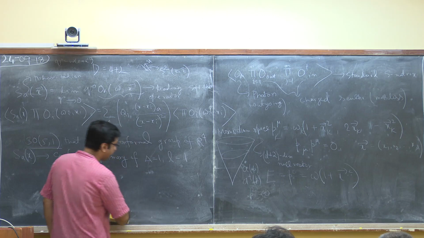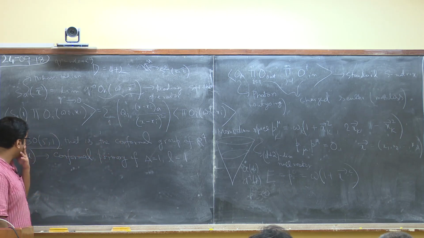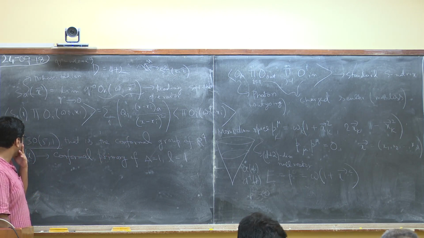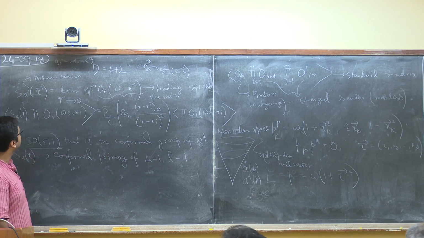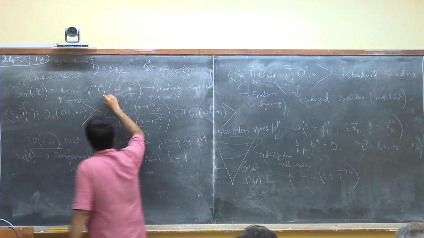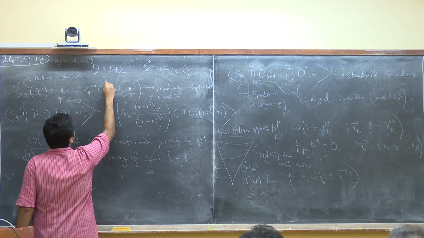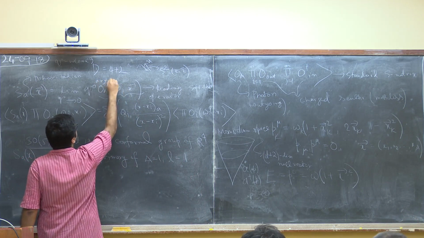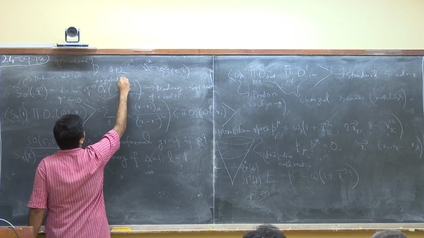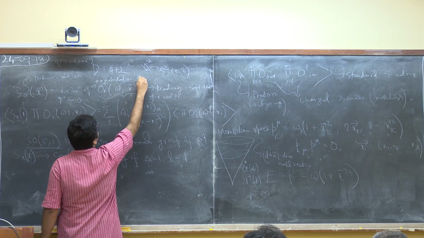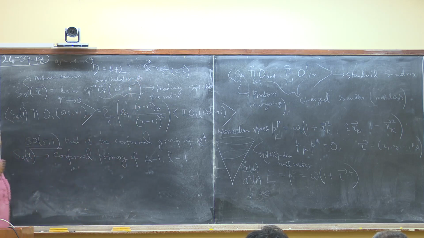What is the algebra of this A? This is an operator. As an operator, it satisfies some commutation algebra, and that is the algebra of this A. So A is essentially the annihilation operator for a photon. That's the whole thing.